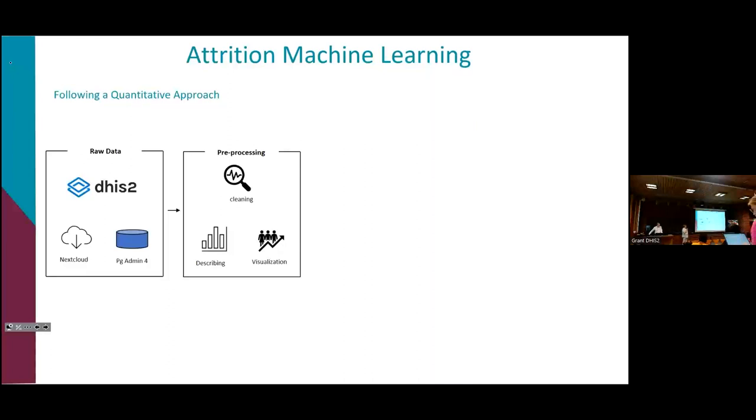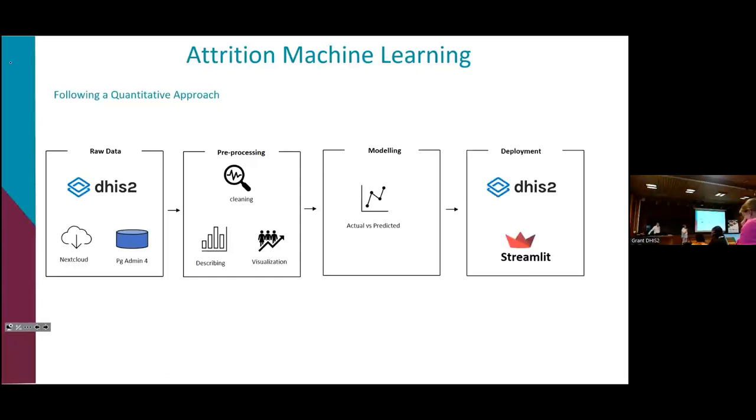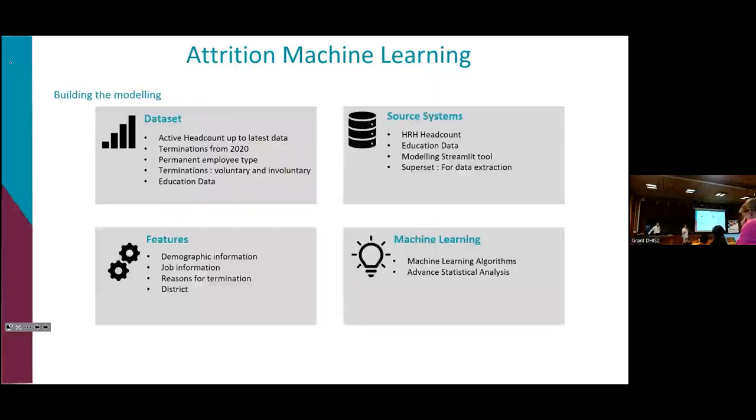One of the big parts as well, more or less 60% of your work, is cleaning that data, describing it, visualizing the data, understanding what data you actually have, and then to do the modeling of the data, looking at the actual versus predicted data, and lastly, a deployment through pushing data that we have generated back into DHIS2 through Streamlit.